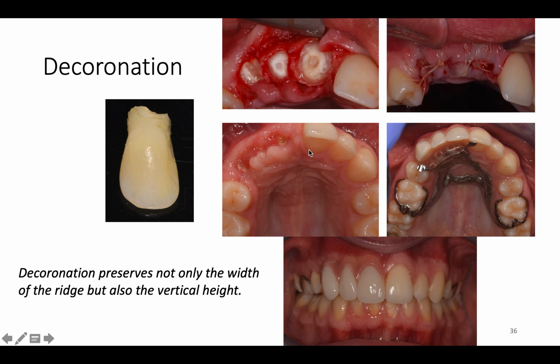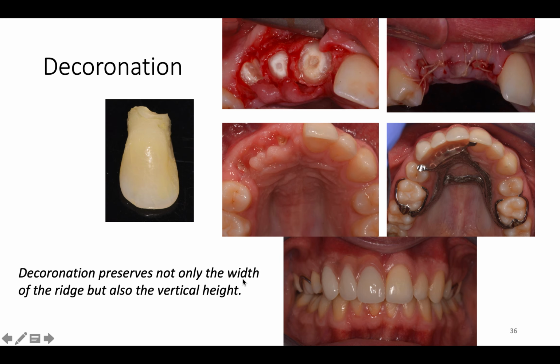And this is decoronation. We remove the crown part, we leave the root, we fill the canals with intracanal medicament, for example, calcium hydroxide, and then we bury these roots under the gum. We release a flap, and then we suture the flap over the roots.